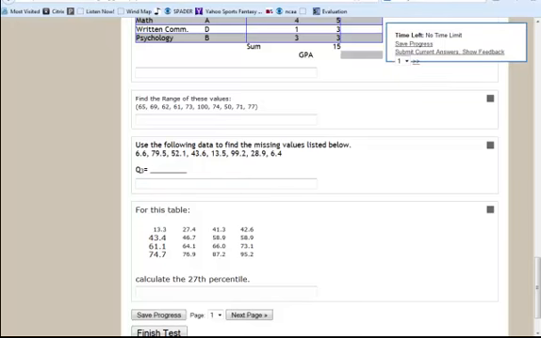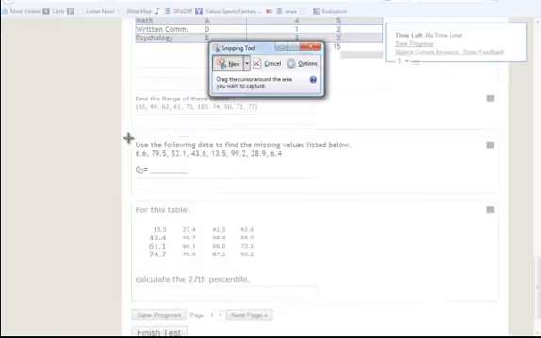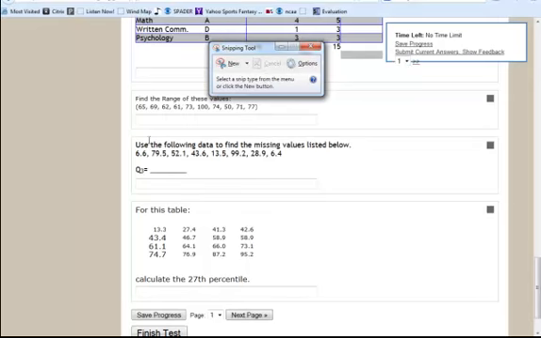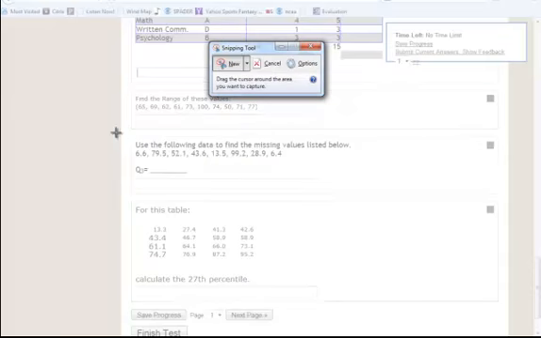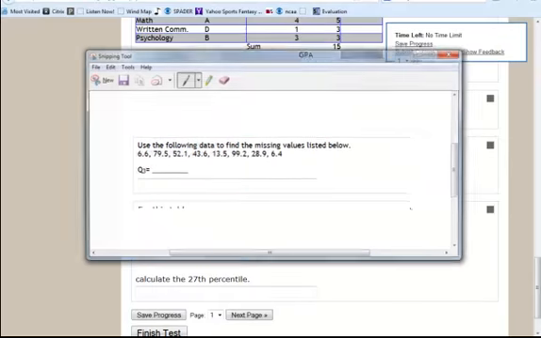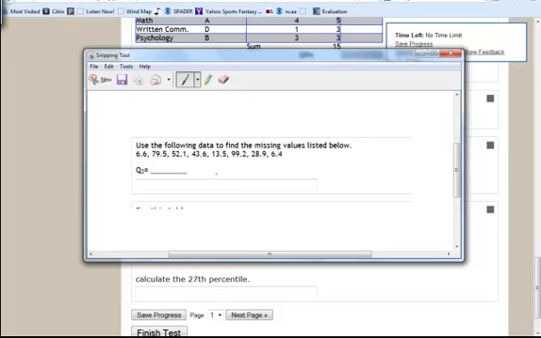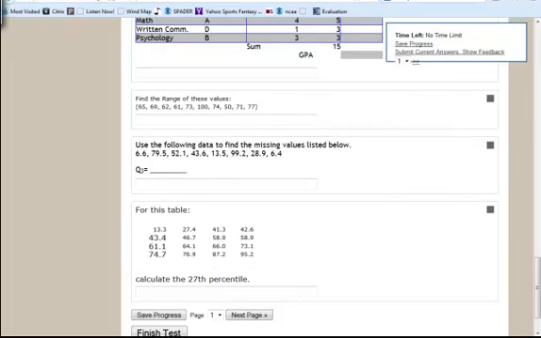Find Q3. Well, you know what? We could use... Now let's do it this way. I was going to say we could use Excel, but it's just as easy to do it with this. We arrange them in order first.